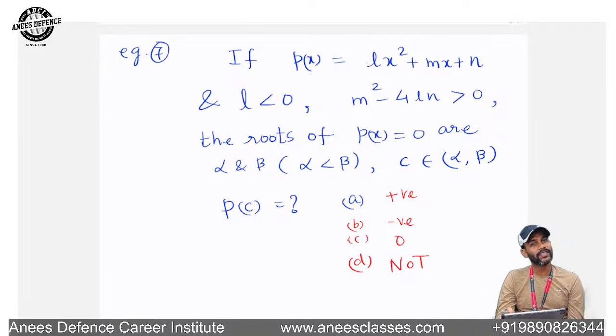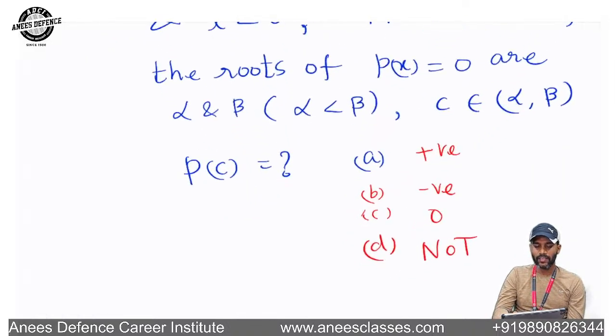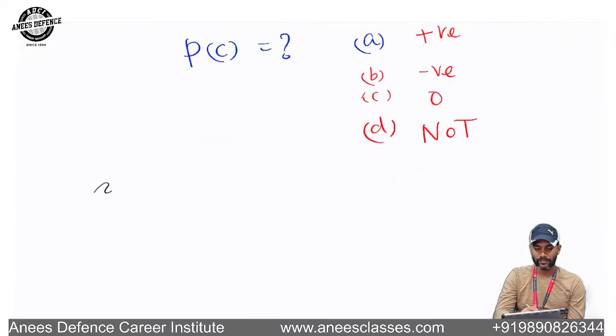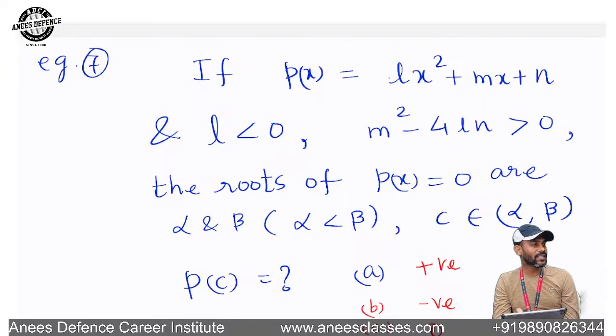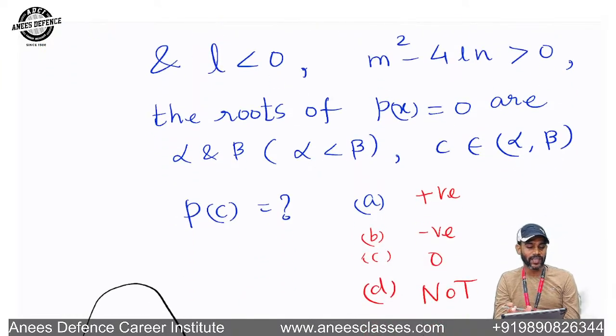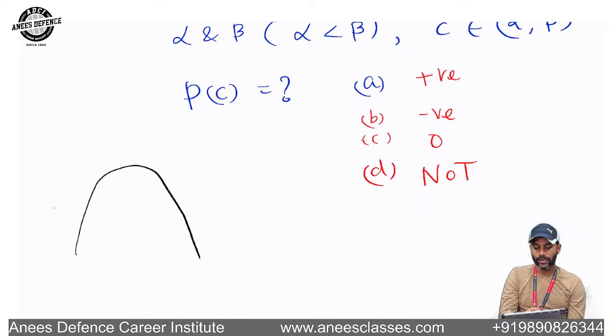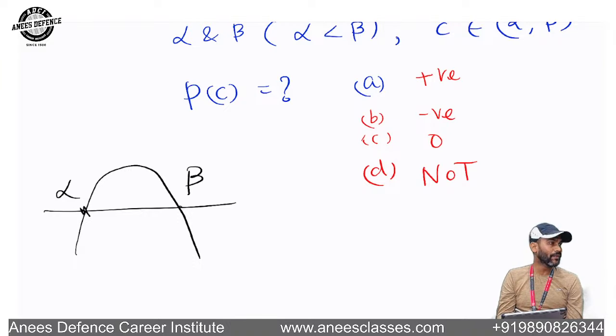See, very easy. L is negative, it means A is negative. The graph would be opposite, so downward. And m square minus 4ln is nothing but D. So D is positive. So indirectly it is saying distinct real roots are there. And alpha is less than beta, so alpha will be on the left hand side of beta. This is the type of graph we will be getting.